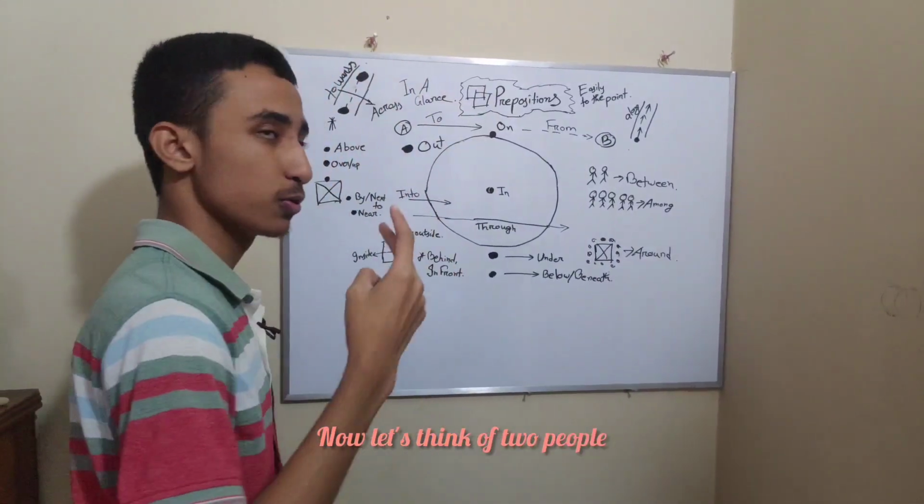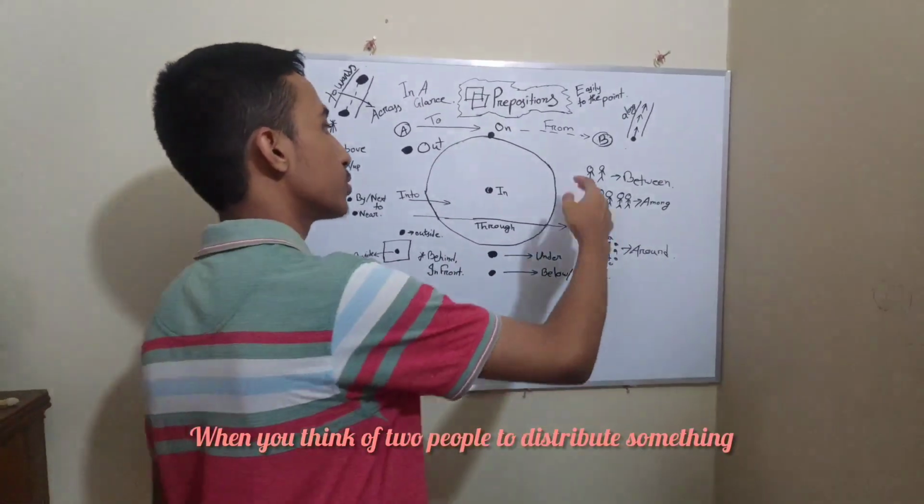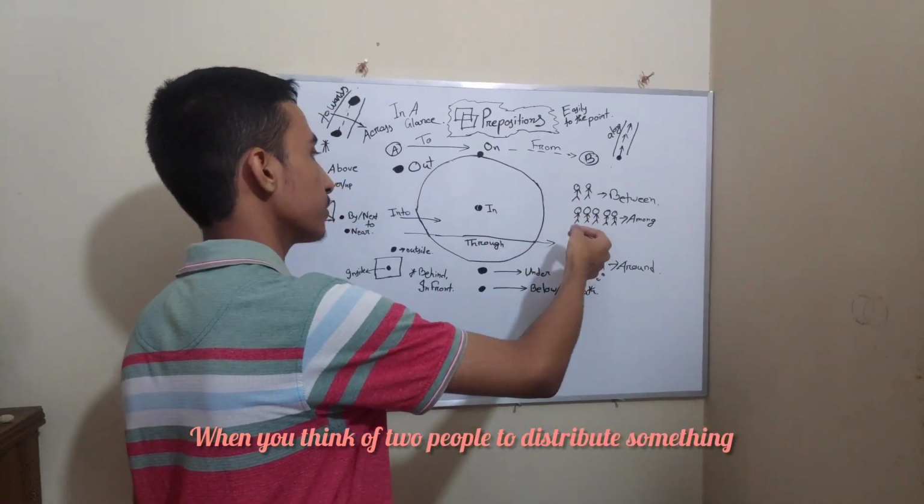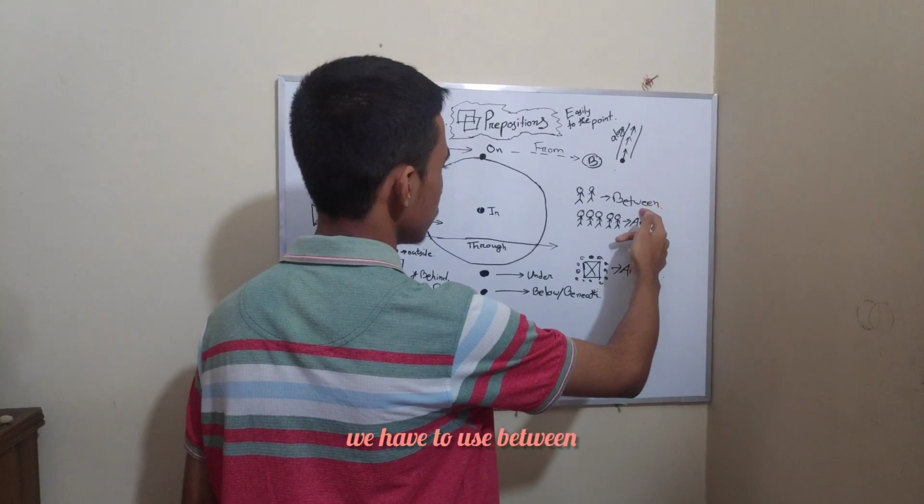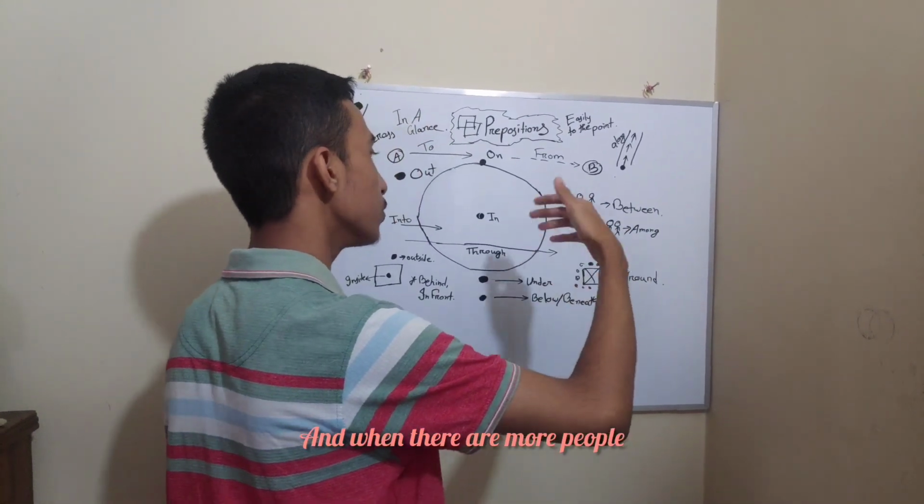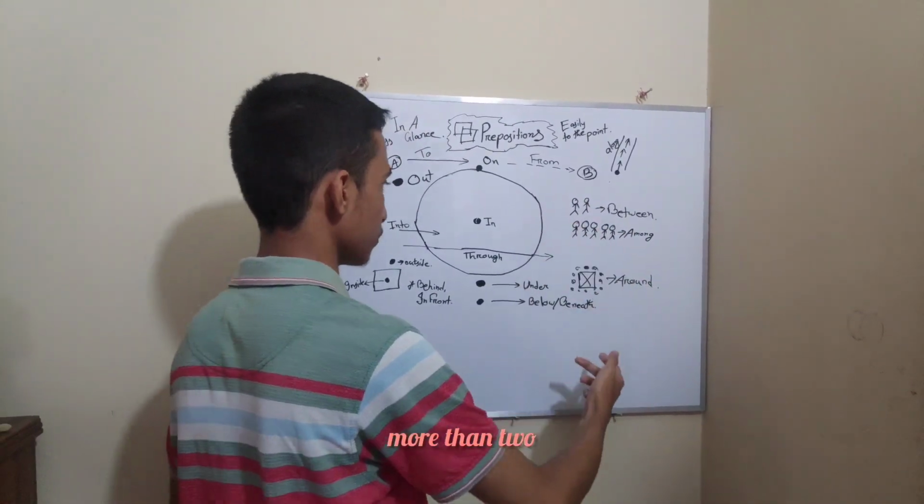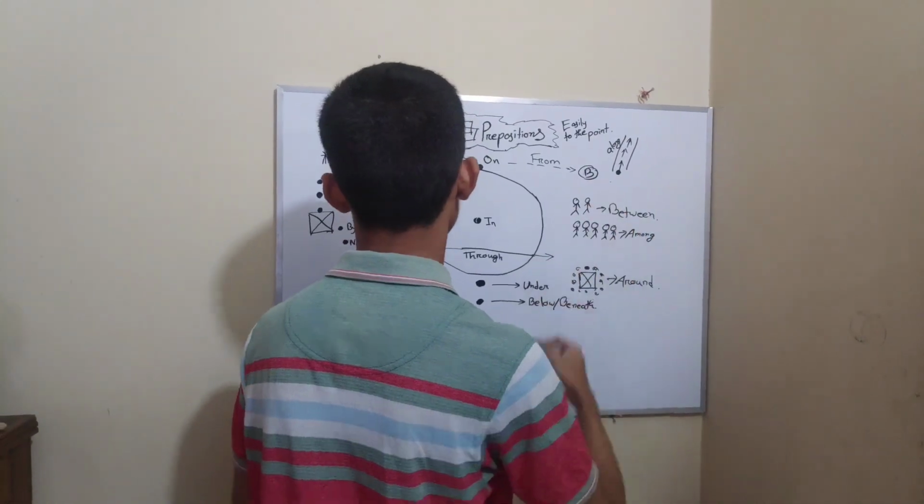Now let's think of two people. When you think of two people, to distribute something, we have to use between. And when there are more people, more than two, we're going to use among.